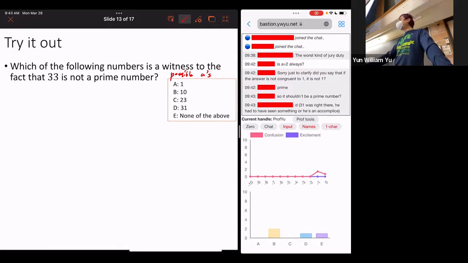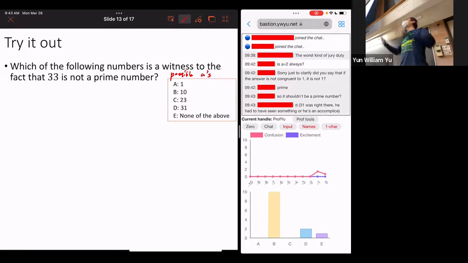31 was right there. Had to have seen something, or he's an accomplice. But yeah, so the question is, which one of these is a good witness? And each one of these is going to say something, right? So for example, if I call a witness 1 to the stand, 1 is a terrible witness.